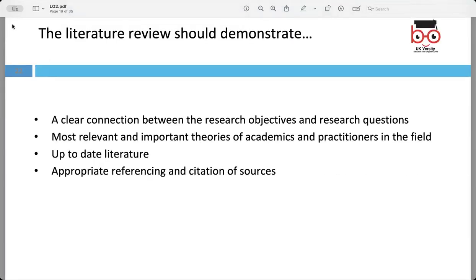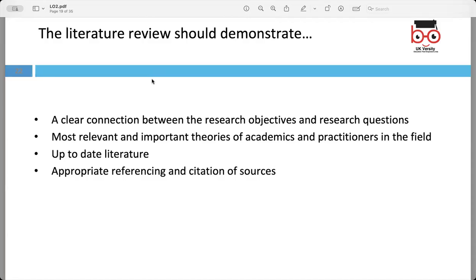A literature review should demonstrate, it is your chance to show how well you understand your topic. A strong review should be several things. First, it must show a clear link between your research objectives and research questions. The theories and ideas you explore should directly support what you are trying to discover. Next, your review should include important theories from both academics and real world practitioners in your field. This shows you have looked at the topic from both an academic and practical angle.